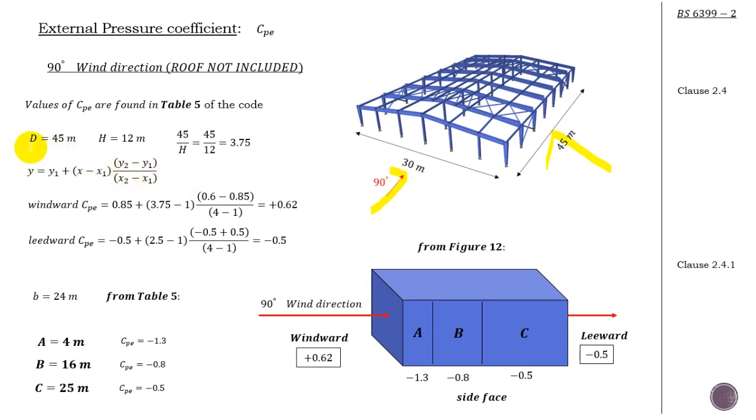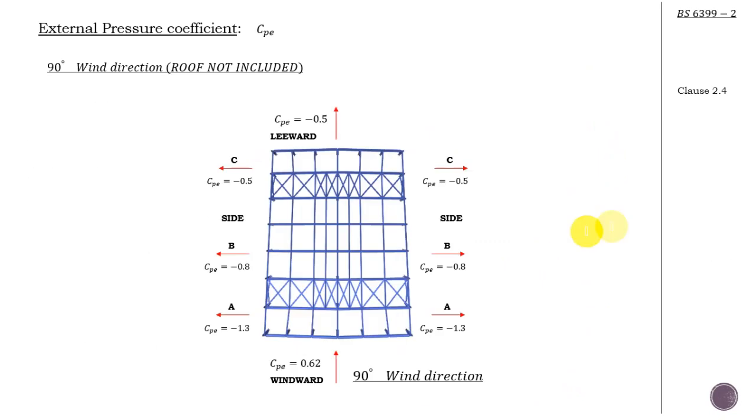So d is the in-wind depth. In this case, it's going to be 45. Okay, and if you get back to table 5, then again, d over h gives you 45 over 12. It gives you this value. Go for the interpolation, find the windward coefficient, and the leeward as well. Okay, and again, for the side face of the building, it's just going to be the same as for the case of 0 degree wind direction. So that makes it. This is the summary of 90 degree wind direction.